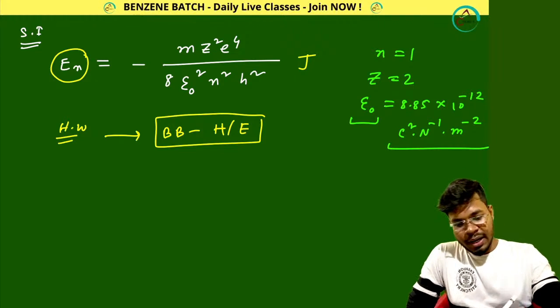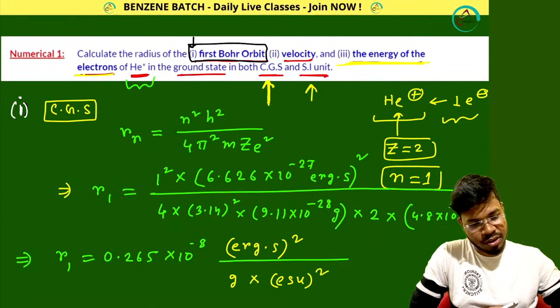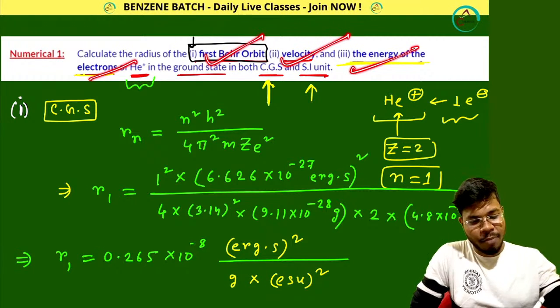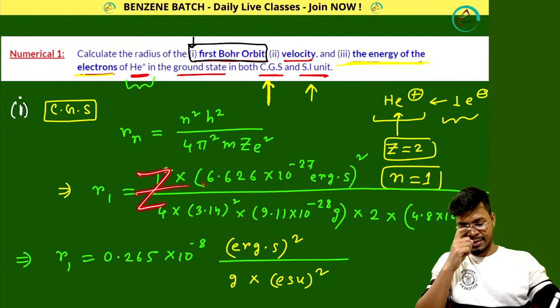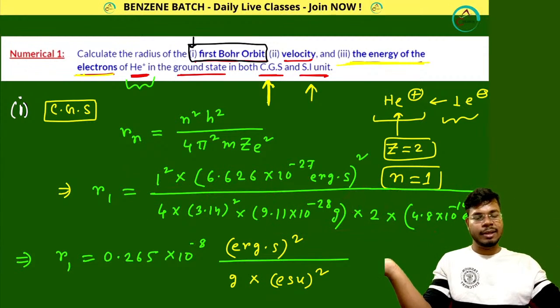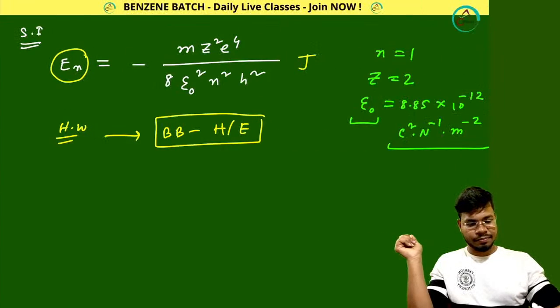Okay, so now moving to the next part. I hope this question has been solved. Which question? This question. I have calculated the first Bohr radius, velocity and energy of helium plus. If I give you lithium 2 plus, you can also do that. Beryllium 3 plus, you can also do that. Only the Z value will change. Z value 2, 3 or 4, and that can be anything. First question is done. Now moving to the second question.